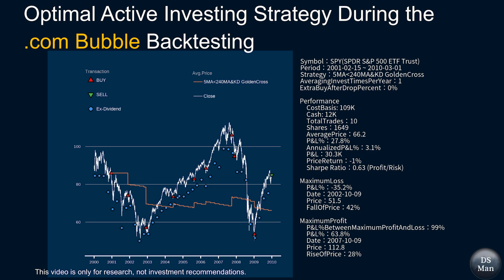Key drawdowns and profits. Worst drop, minus 35.2%, October 2002. Best peak, plus 63.8%, October 2007. At its worst, the portfolio was down 35.2%, but by exiting at optimal points, it later achieved a 63.8% profit before the 2008 financial crisis hit. This page provides a closer look at trade execution, showing buy and sell points during different market phases.